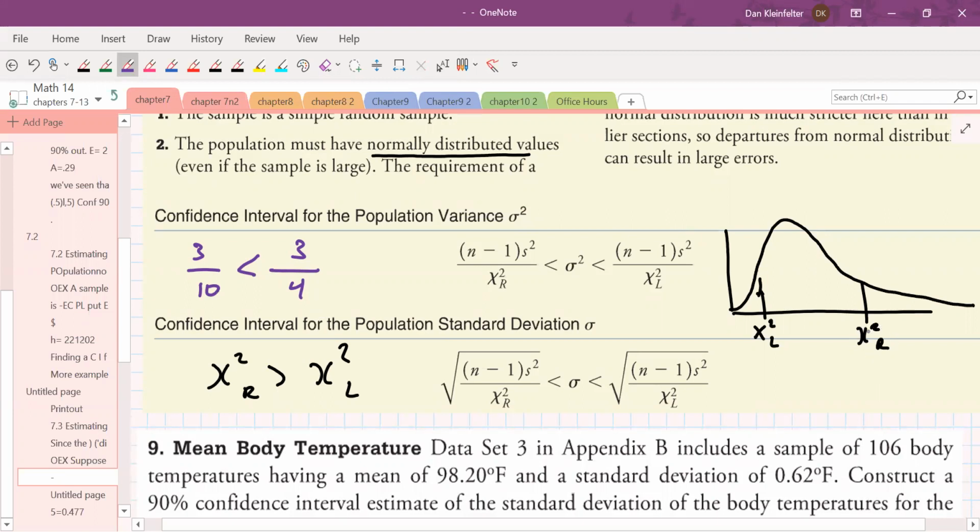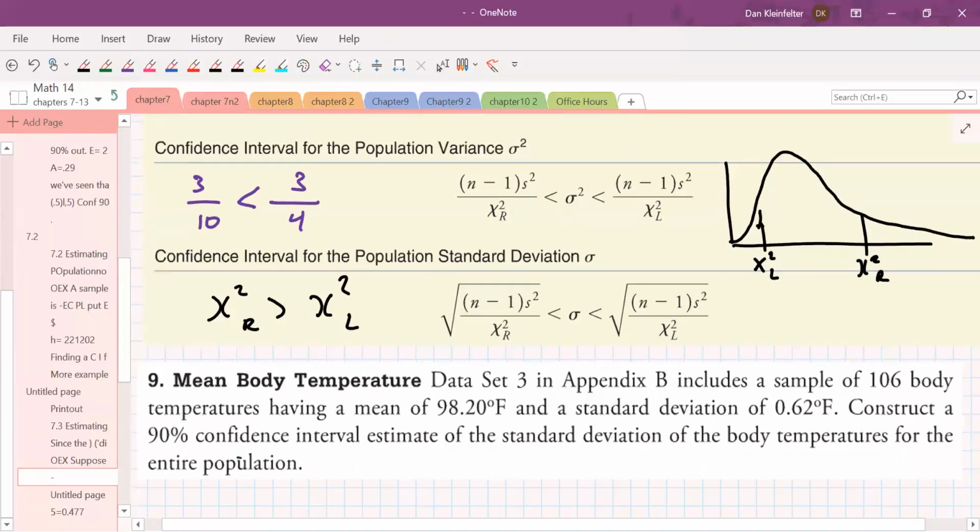Our chi-squared right is always to the right. Chi-squared right is always bigger than chi-squared left. So that's why in the fractions, the smaller fraction has chi-squared right in its denominator. The bigger fraction has chi-squared left in its denominator. When you see the left and rights here, you want to remember that left and right is off the picture, not off the inequality. Because if you go off the inequality, it's backwards. Chi-squared right is on the left fraction, chi-squared left is on the right fraction.